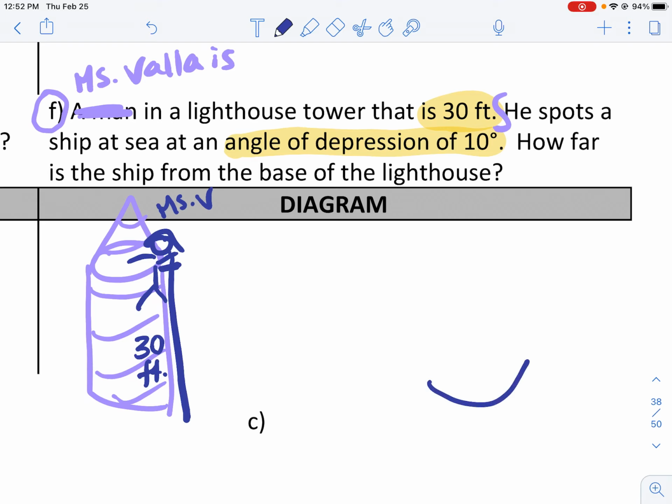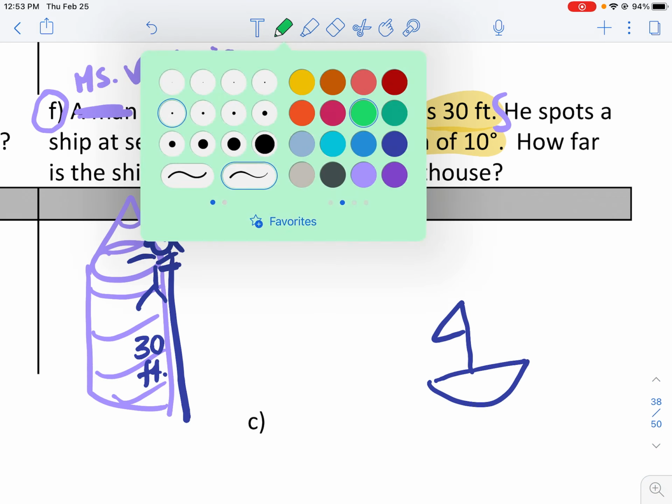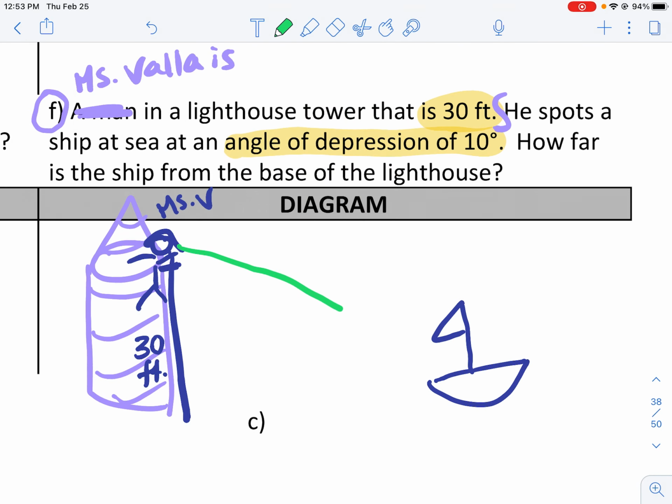Oh boy, this is going to be the good, interesting part. By ship, I mean sailboat, because that's what I can draw. That is at an angle of depression of 10 degrees. So what does that mean when we talk about angle of depression? Well, I'm going to start by doing Miss Falla's sight line. So do you guys see? Let me pick a different color. This is her sight line right here.